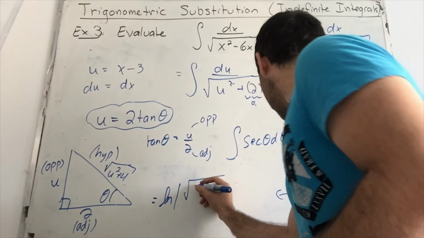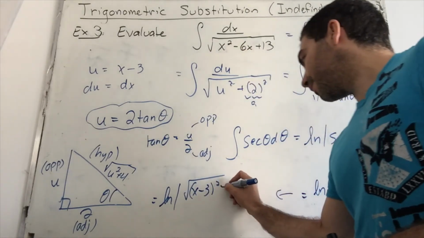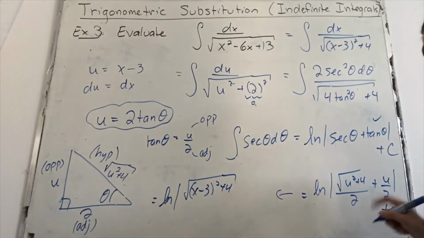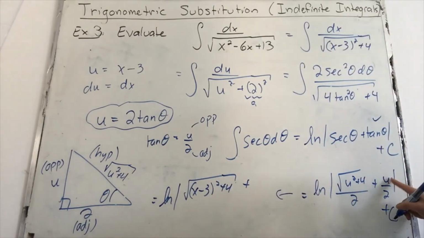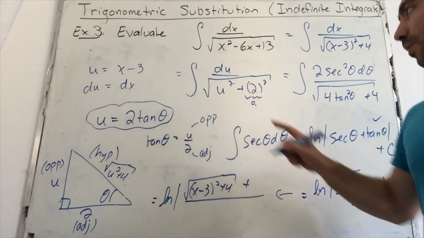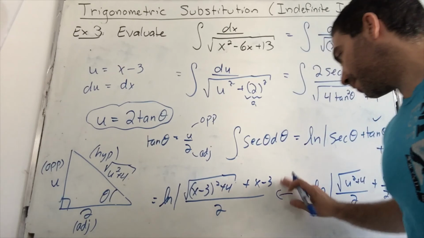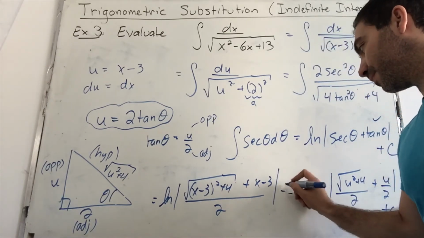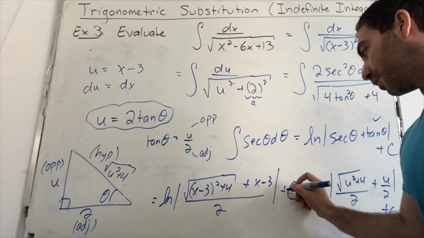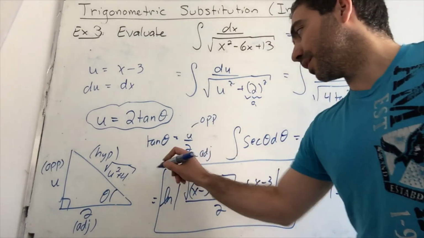So we have the square root of x minus 3 squared plus 4 underneath the root plus u, it's all over 2, so I'll put the whole thing over 2. And we know u is x minus 3. Plus our constant because it's indefinite. And this is in fact the final answer.